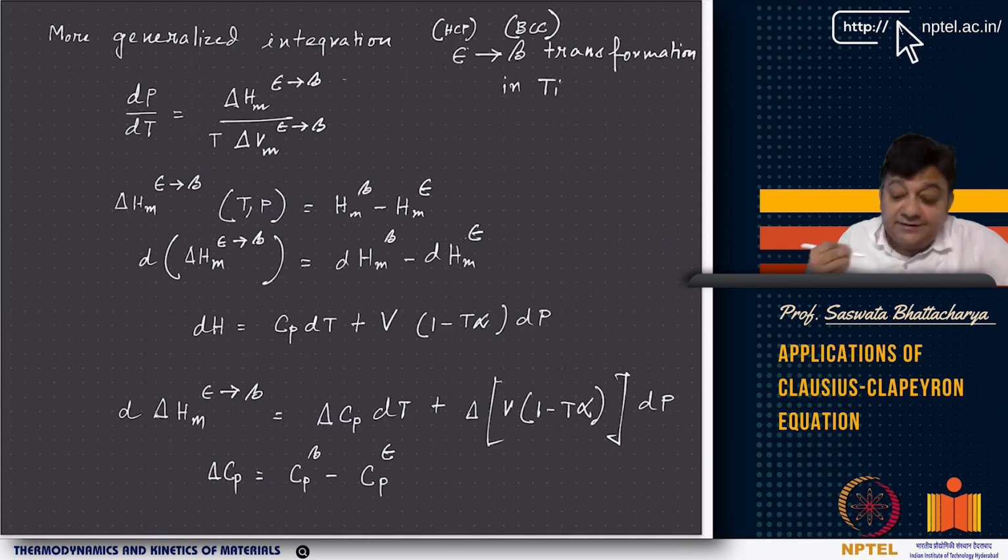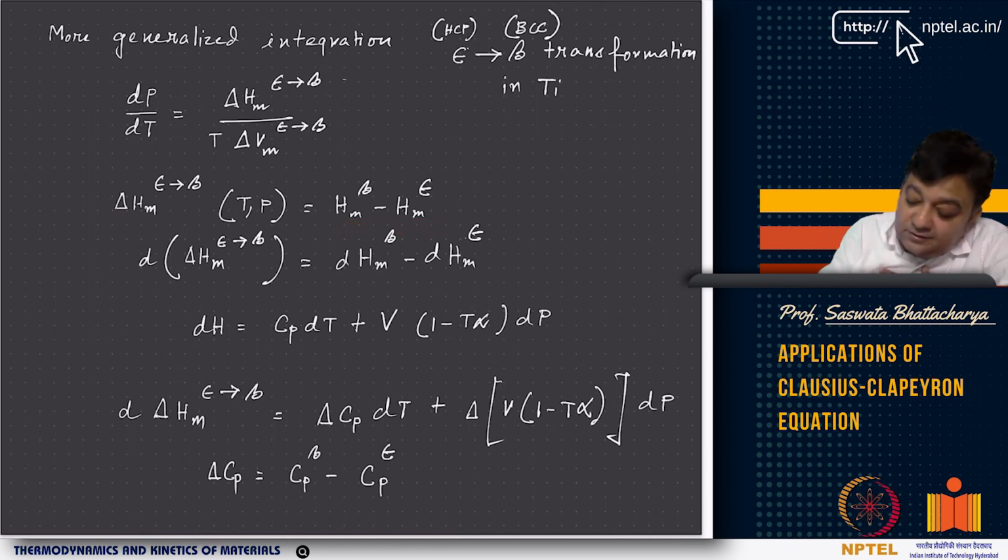However, if we say that delta Hm is a function of temperature and pressure, that is, it will also change with temperature and pressure, what does it mean? Hm beta is also a function of temperature and pressure, and Hm epsilon is also a function of temperature and pressure. Now, delta Hm epsilon to beta is nothing but Hm beta minus Hm epsilon, right?